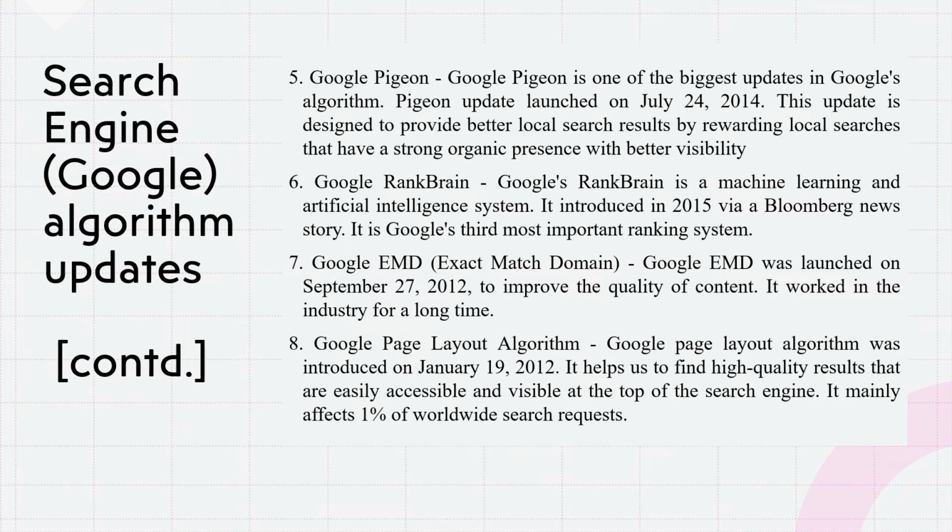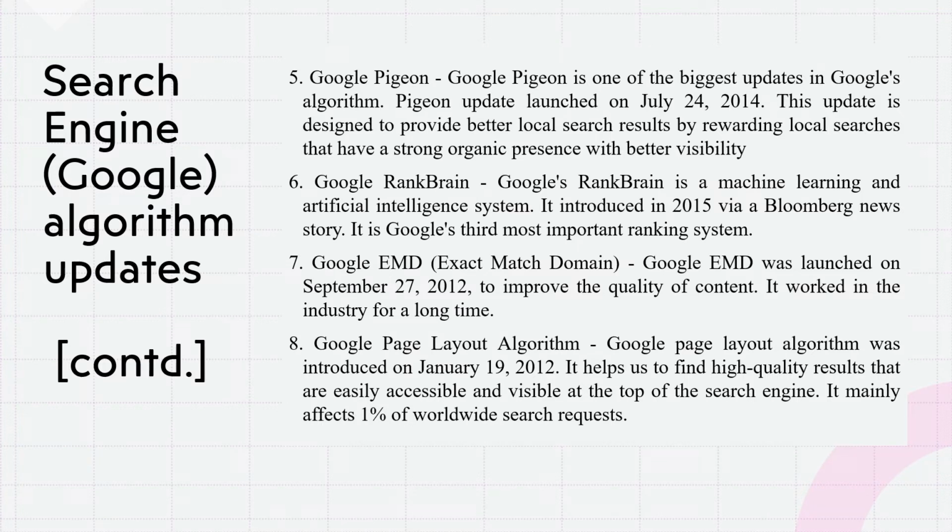Google EMD was launched on September 27, 2012 to improve the quality of content. It worked in the industry for a long time. As the name suggested, it exactly matches the keyword from a website and ranks low quality content lower in Google's search results. According to Google, the EMD affected 0.6% of English searches.